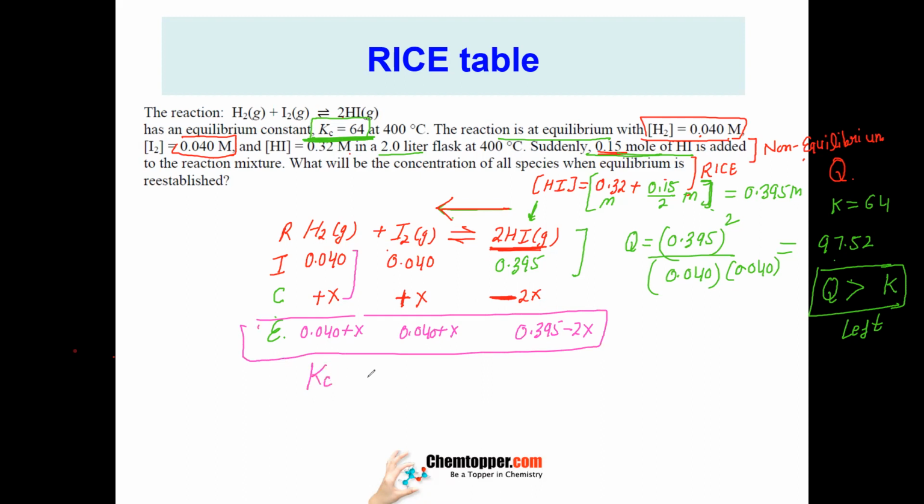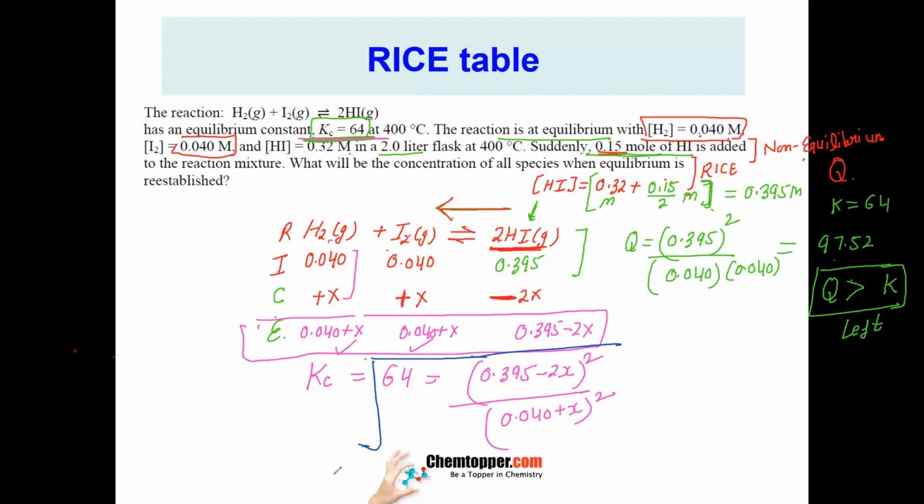Now I can plug this value in my Kc. The value of Kc is given to me as 64, which is equal to 0.395 minus 2x, squared, divided by 0.040 plus x, squared twice. This times this, so this has come twice. Mathematically, I don't require a graphing calculator. I can just take the square root of everything, Azuni. See, you can avoid the graphing calculator. The square root of the complete expression.